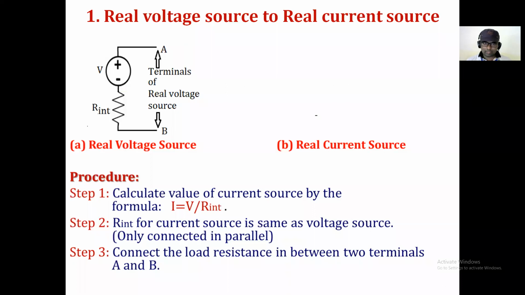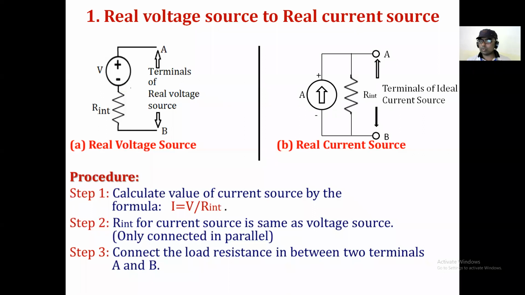As you know, this is the circuit diagram of a real voltage source. You can see that this is the ideal voltage source and one internal resistance is placed in series with that voltage source. That's why we say it is the real voltage source. And when we talk about the real current source, this is a current source and this is the internal resistance, which is connected in parallel, and these are the two terminals. So when we want to convert this real voltage source into a real current source, the procedure is like this.